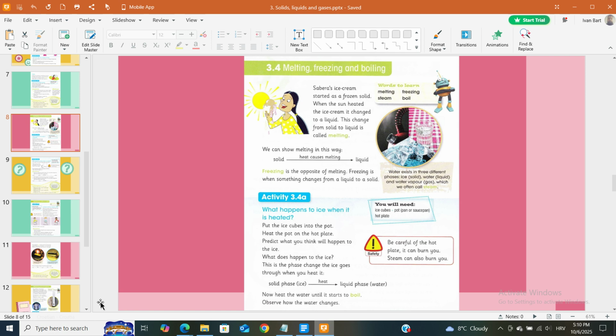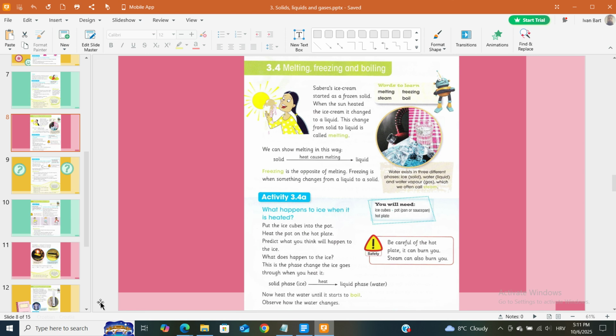Activity 3.4: What happens to ice when it is heated? You will need ice cubes, a pot, pan or saucepan, and a hot plate. Put the ice cubes into the pot. Heat the pot on the hot plate. Predict what you think will happen to the ice. What does happen to the ice?